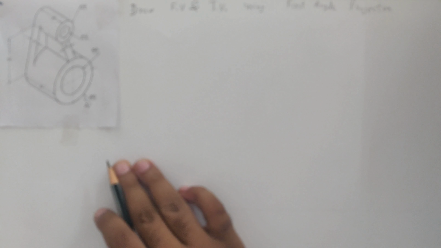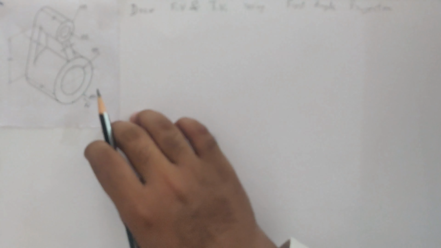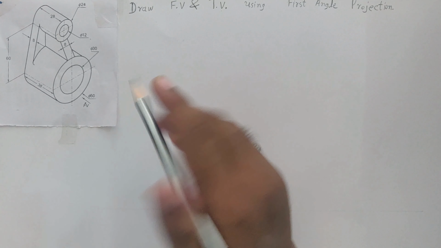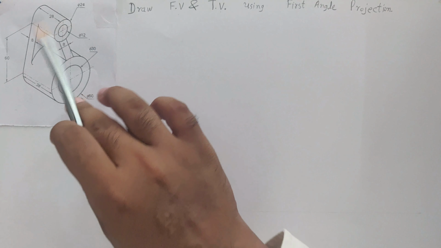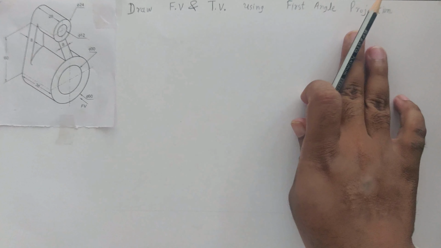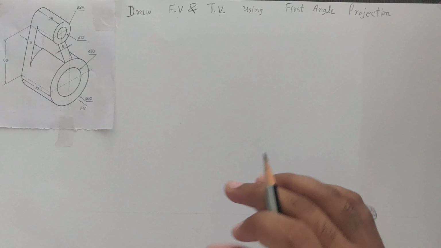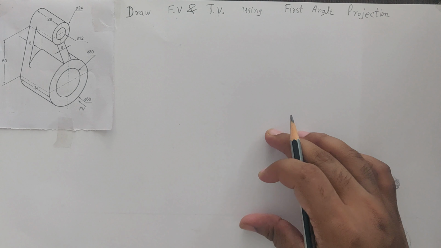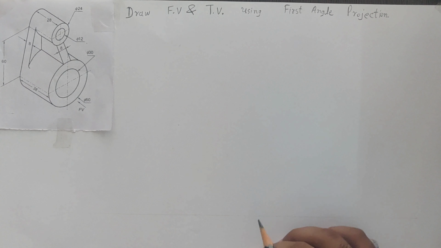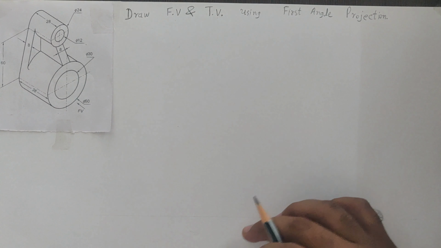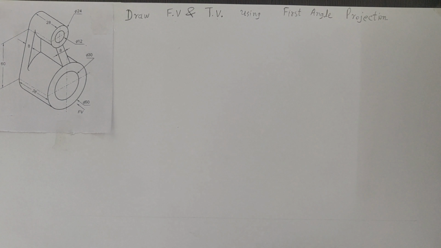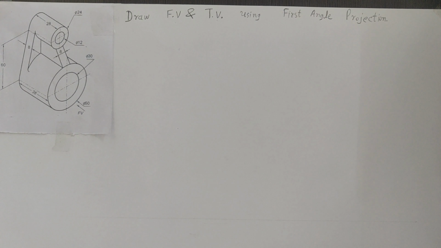Okay, here we have a problem. In this problem you are going to draw the front view and top view of the given object. For this object you are using first angle projection. In first angle projection you are supposed to draw the front view and then you will draw the top view on the downward side of the front view. So let's start with the front view.